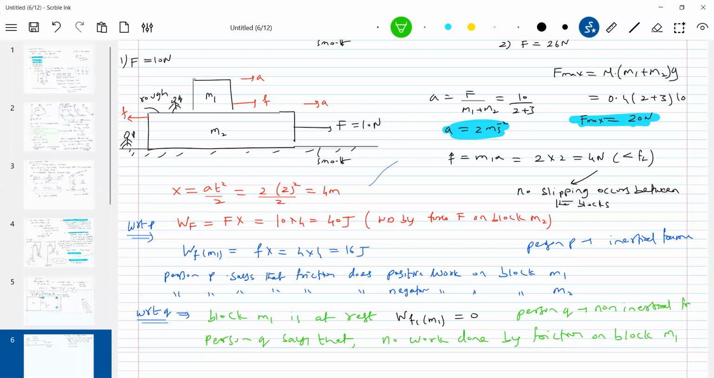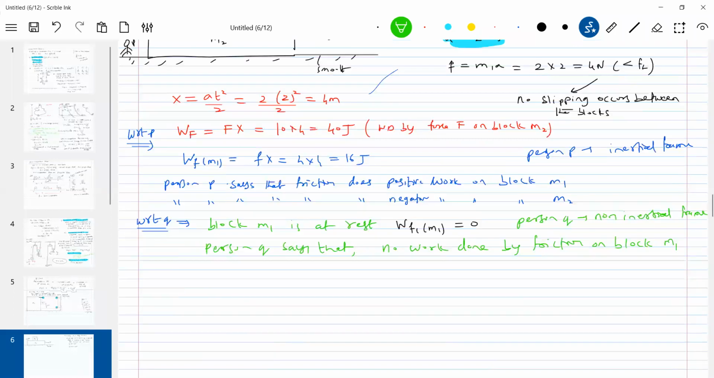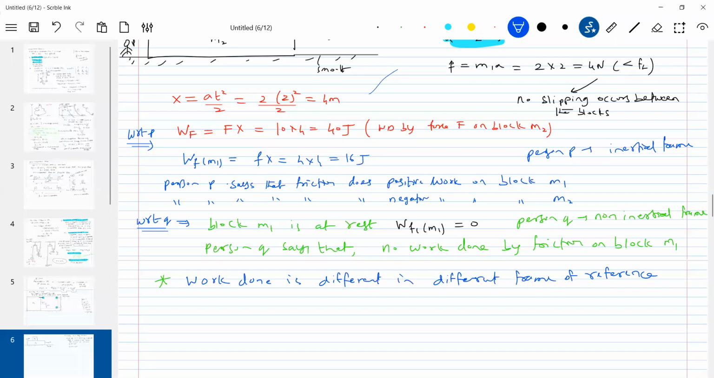So shall we take this one? So therefore, what is the one very important point I'm going to conclude here? Work done is different in different frames of reference. In one frame, if a force does work, in another frame it need not do that same work. It can be different instantly.